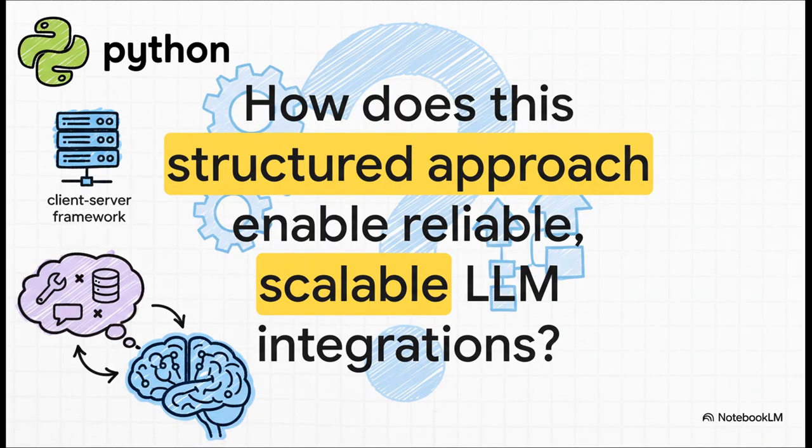So, as you can see, the Model Context Protocol Python SDK is much more than just a library. It's a complete protocol-driven framework. The clear separation of concerns between the protocol, the transport, and the application itself really facilitates building robust, scalable, and reliable integrations. And that really leads to the key question to think about: How does this structured approach enable more reliable and scalable integrations between applications and large language models?